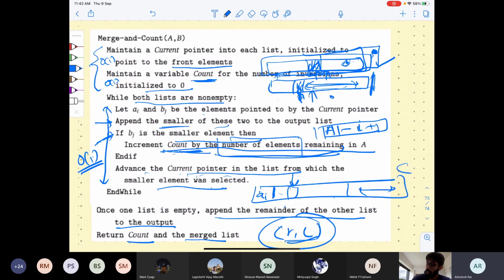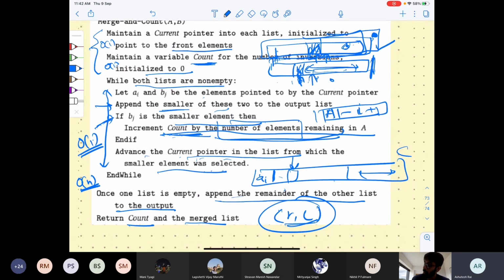And how many times does the while loop run? While both the lists are non-empty, and every single time in the while loop, one pointer gets advanced by one. Either the A pointer gets advanced or the B pointer gets advanced, right? So the while loop runs at most order n times, where n is the sum of the number of elements in A and B, right? Good. And once the list is empty, append the remainder of the other list to the output. Again, this was the max number of times it would have run the while loop, because the while loop might finish.